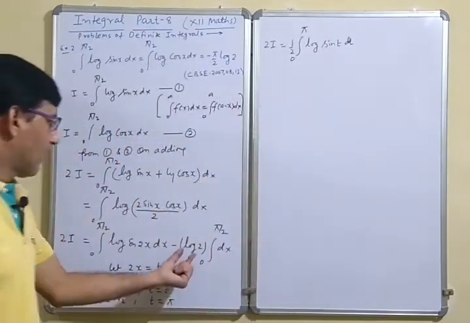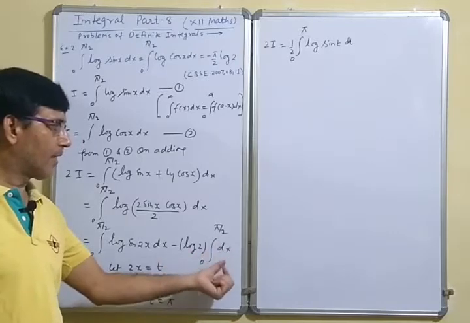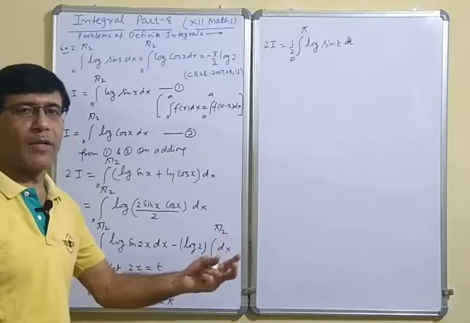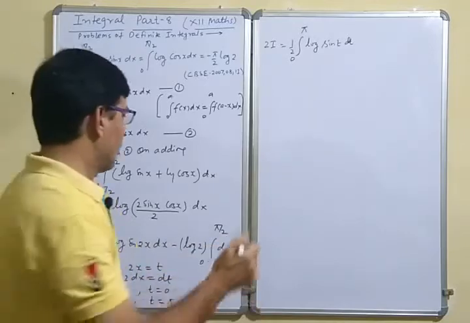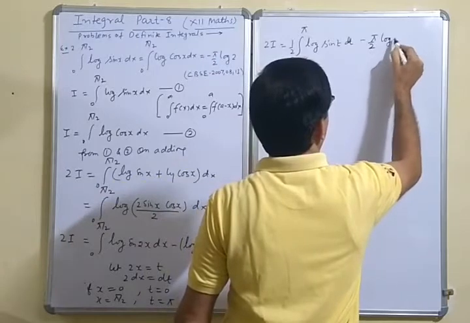And next one, log 2 is a constant, integration of dx is x, and if you take the limit from 0 to pi by 2, it becomes pi by 2 minus 0, that is minus pi by 2 log 2.